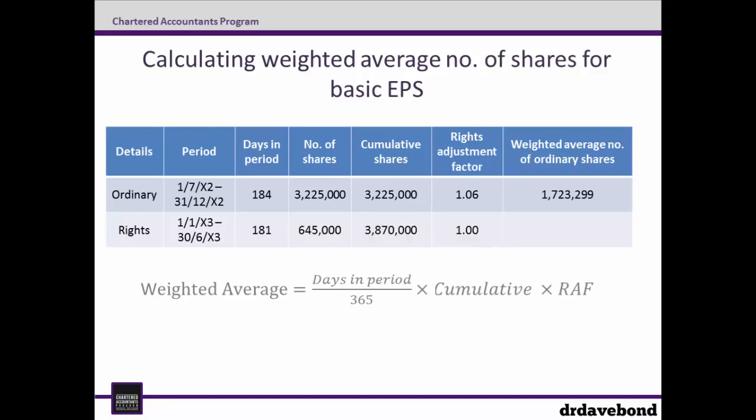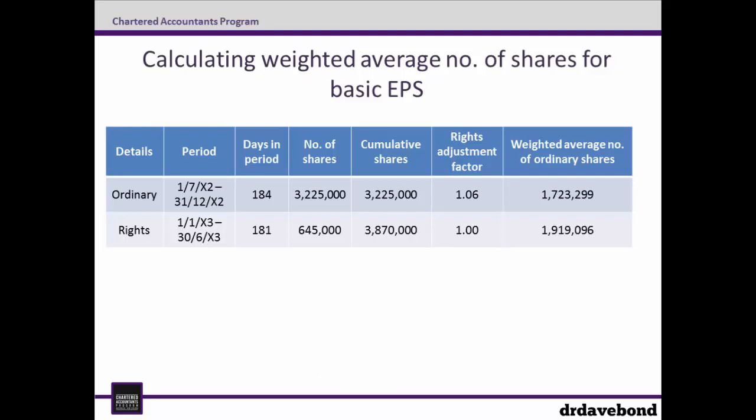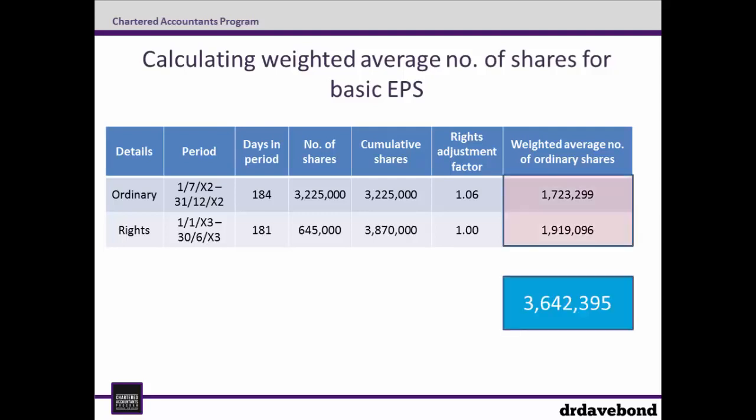This process is then repeated for the shares issued due to the exercise of the rights. With the exception, we don't have to calculate the rights adjustment factor. We assume it's 1. In this case, 181 divided by 365 and multiplied by 3,870,000 yields 1,919,096. Adding the weighted average amounts together, we end up with 3,642,395.